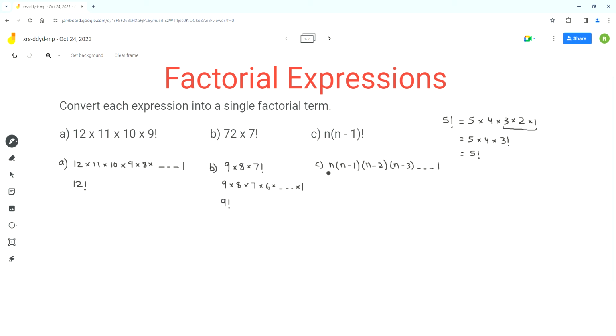So this becomes a multiplication series in which the smallest number is 1 and the biggest number is n, and all of them are consecutive numbers. So that means we can rewrite this multiplication series as n factorial. So this should be the final answer for part C.